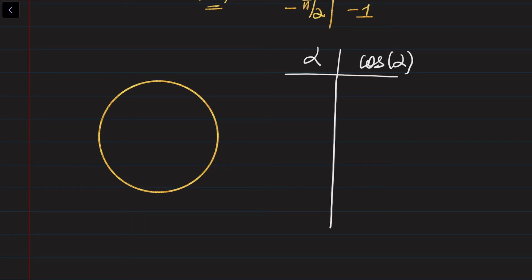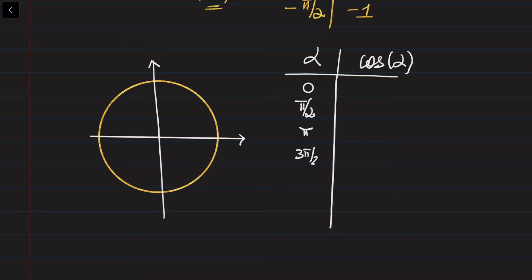And again, this circle is a unit circle, which implies that the distance between any point and the origin of the circle is going to be equal to 1. Right? This is what it means. So again, I'm going to define the angles 0, let's say pi over 2, pi, 3 pi over 2, 2 pi, let's say 5 pi, or the negative minus pi over 2. So the same points as before.